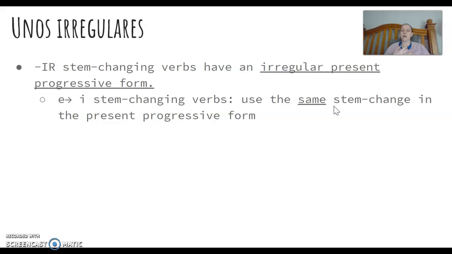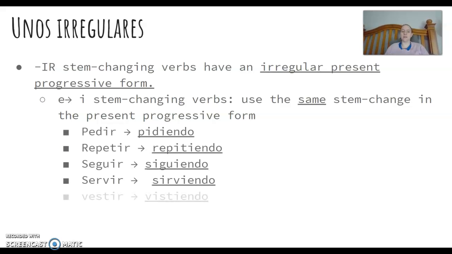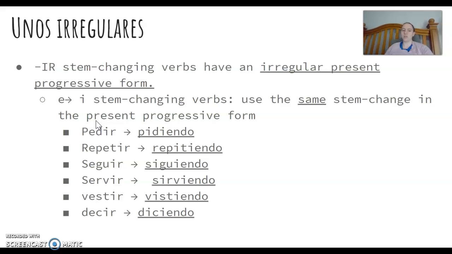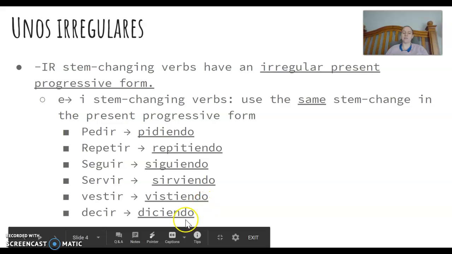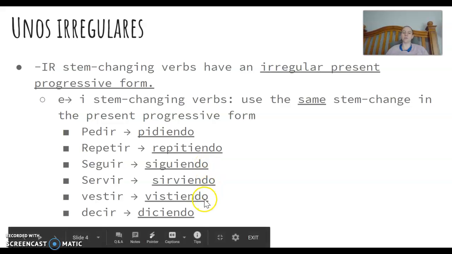So if it is an E to I stem change, it's going to use the same stem change in the present progressive form. So that's going to be your verbs like pedir, repetir, seguir, servir, vestir, decir. Okay, so all of those are still going to have that same E to I stem change. Pidiendo, repitiendo, siguiendo, sirviendo, vistiendo, diciendo. So, asking for, repeating, following or continuing, serving, dressing, saying. Okay? It's going to be the same form.